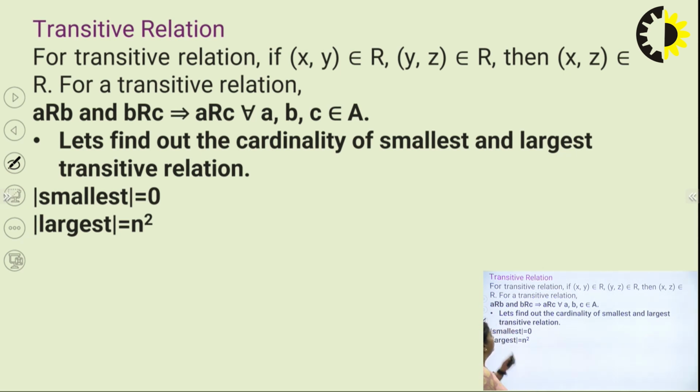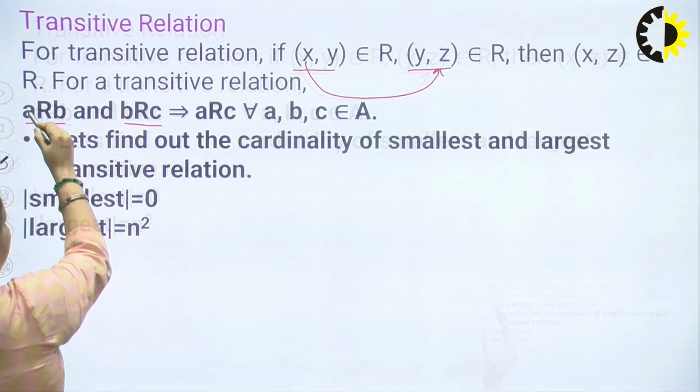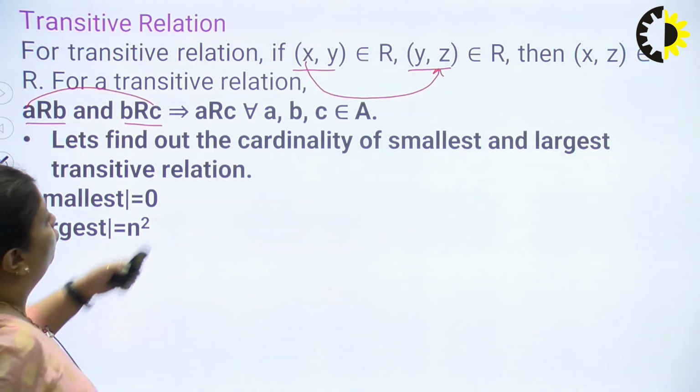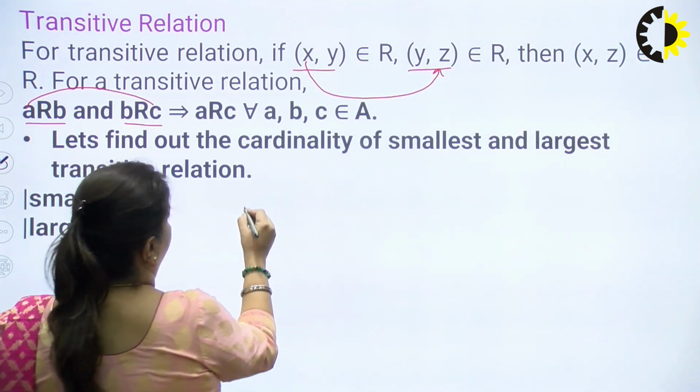We have something known as transitive relation. So, what is it? If I have my x, y that belongs to R and some component y, z that also belongs to R, then I must always have this x, z pair which should belong to R for my relation to be transitive. That means if you have A related to B, B related to C, then you should have A related to C for your relation to be transitive. We will take an example.